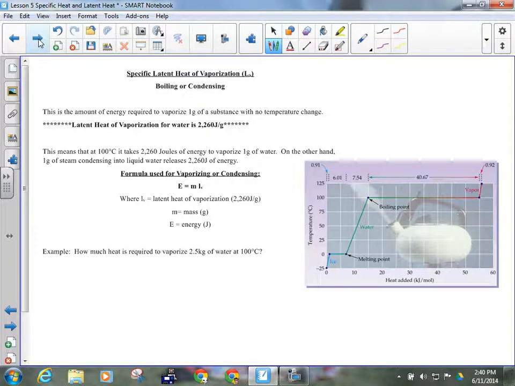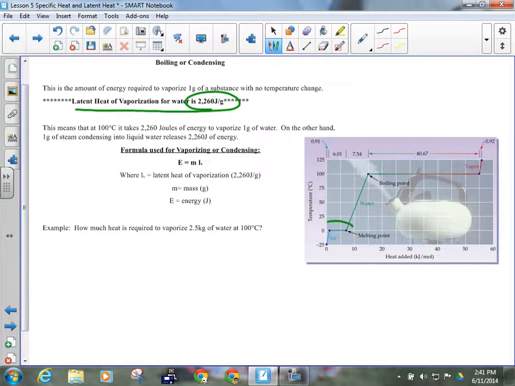Now, specific latent heat of vaporization. When we're boiling, or we are condensing here, latent heat of vaporization is 2,260 joules per gram. That's why when you look at this graph, you can see that the amount of energy required to melt the ice is a lot less than the energy required to evaporate the water. To vaporize water, to turn it into a gaseous state, requires way more energy per gram than to melt ice. 2,260 joules for every milliliter of water. All right, that's huge.